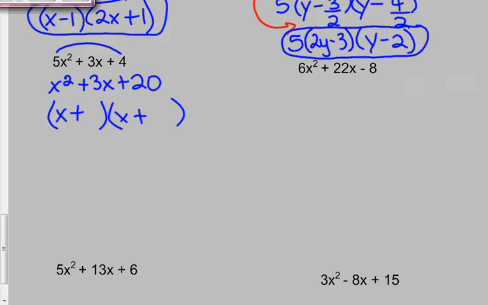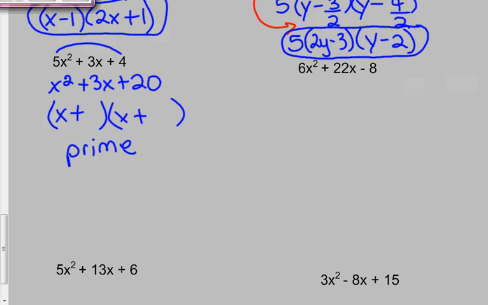So if you run into this situation, it cannot be factored. You have to write the word prime. It means this polynomial is prime. It cannot be factored any further. That's what a prime number is. Does not have any other factors. So there's your answer when it won't factor any further.